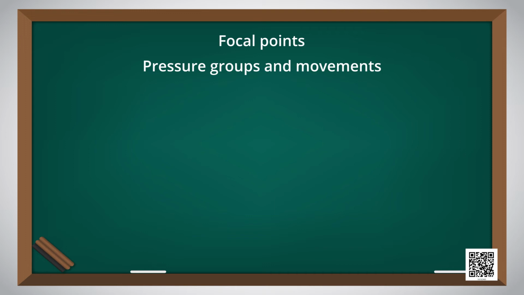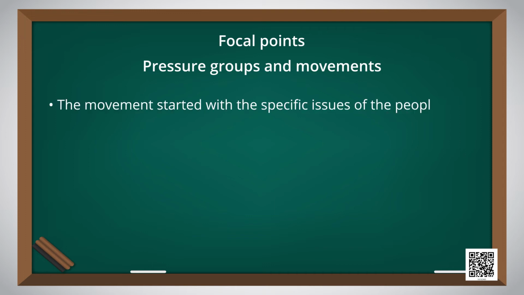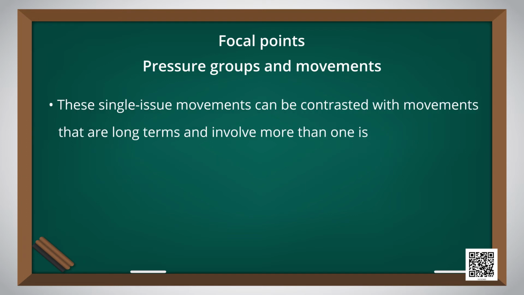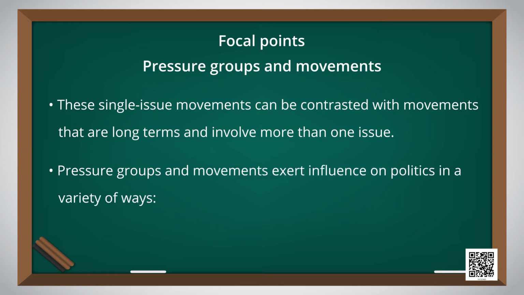We also talked about movement groups, especially the movement which started with the specific issue of people displaced by the creation of Sardar Sarovar Dam on Narmada River. Its objective was to stop the dam from being constructed. These single issue movements can be contrasted with movements that are long term and involve more than one issue. Pressure groups and movements exert influence on politics in various ways.